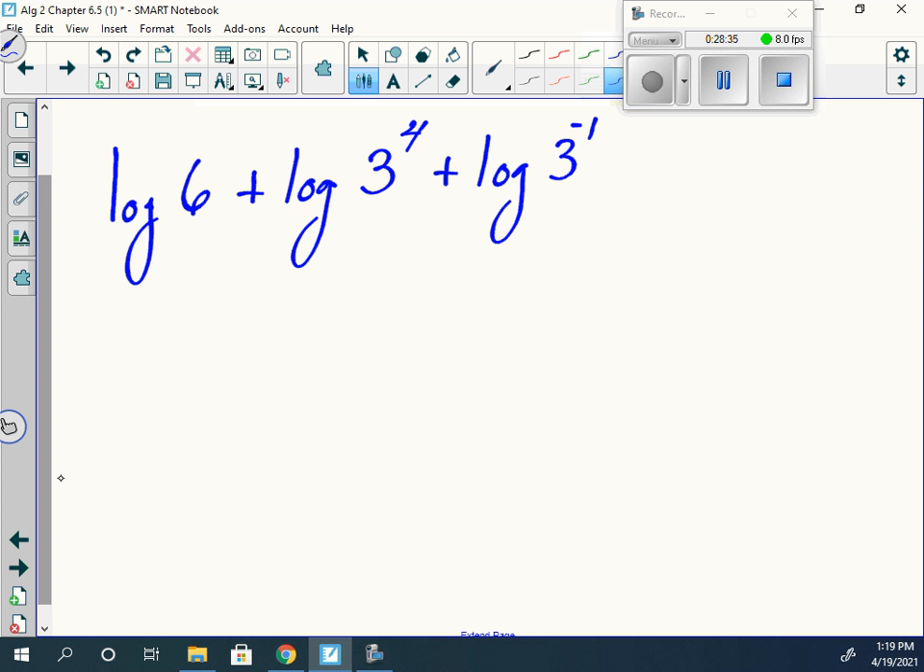Any questions on this here? Well, now we have 3 things being added together, so that would be the same as saying log of 6 times 3 to the 4th times 3 to the negative 1. Because when I have 3 logarithms with the same base added together, we can rewrite it as 1 logarithm with what's inside each of the logarithms being multiplied together.